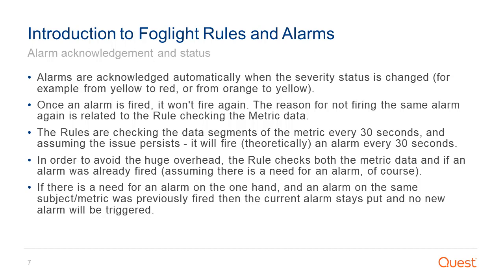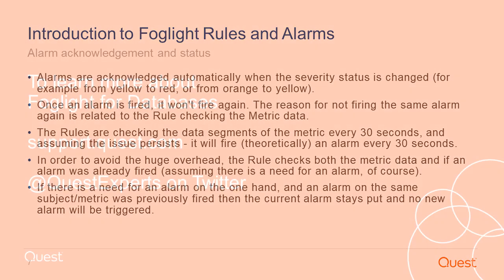In order to avoid a huge overhead, the rule checks both the metric data and if an alarm is already fired, assuming that there is a need for an alarm, of course. If there is a need for an alarm on one hand and an alarm on the same subject or metric was previously fired, then the current alarm stays put and no new alarm will be triggered.